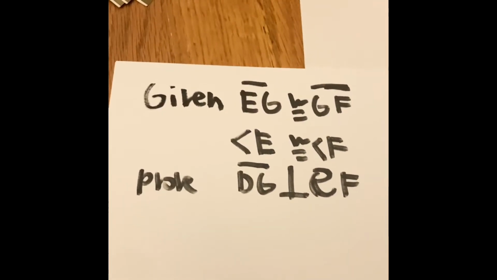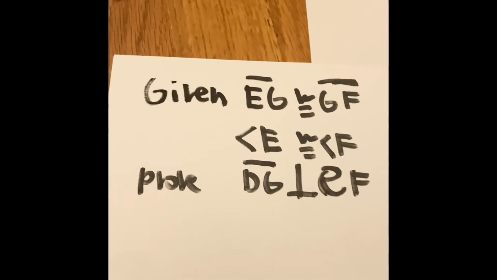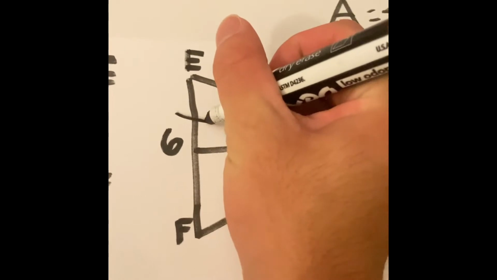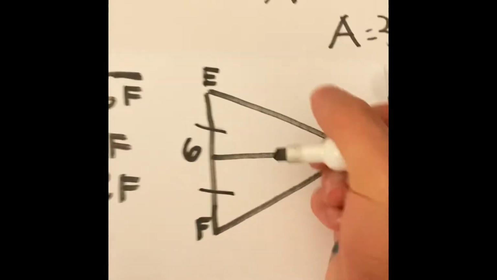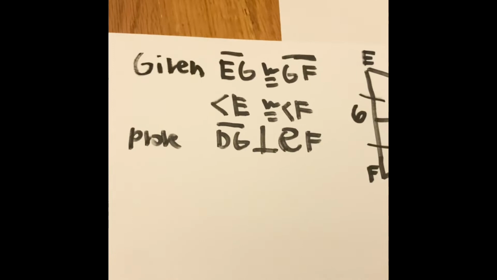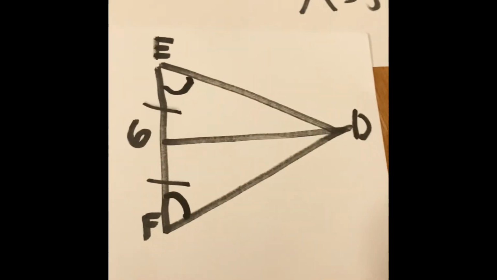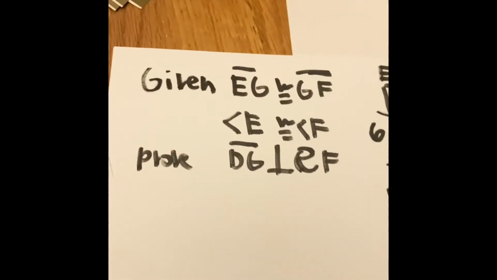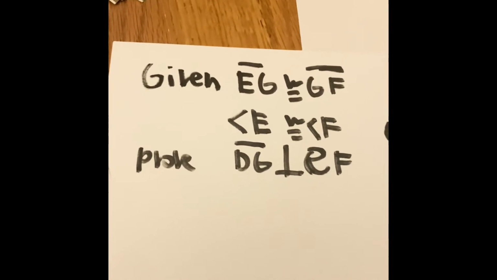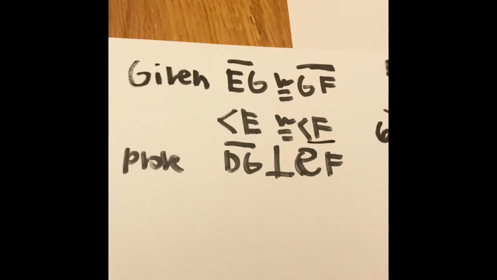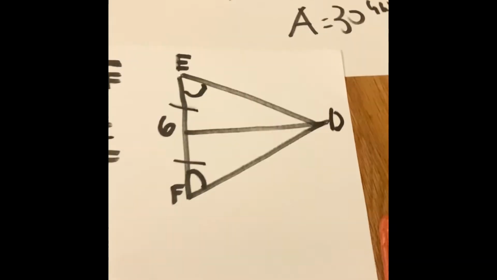Given: EG is congruent with GF. On the picture, EG is congruent with GF. Angle E is congruent with angle F. Here's angle E, and here's angle F. Now we have to prove that segment DG is perpendicular to segment EF. So we have to prove that these two are perpendicular.